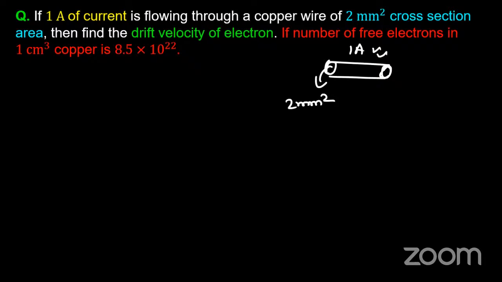Okay, cross section area is given, so they're asking the drift velocity of the electrons. What will the drift velocity of the electrons be? This is a question in front of you. You have to use the formulas, substitute the values in the formulas and then you will get the answer.